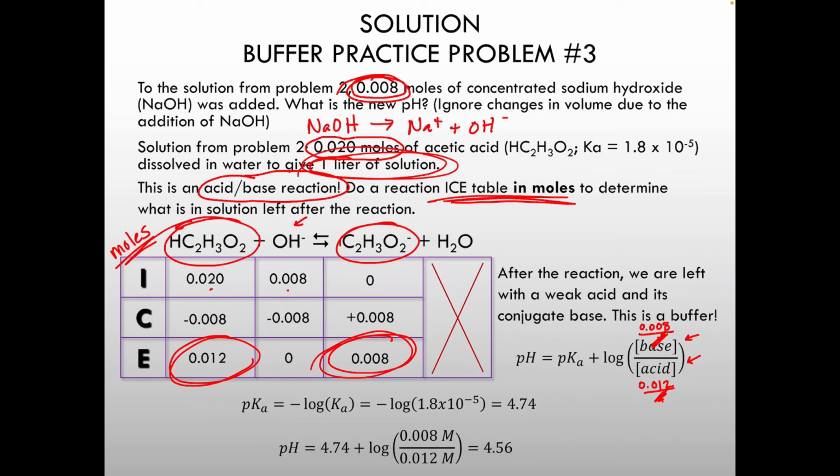So in looking at this, that makes sense. In this case, we have more of our weak acid than we have of our conjugate base. So our pH is lower than our pKa in this problem because it is slightly more acidic, right? We have more acid.